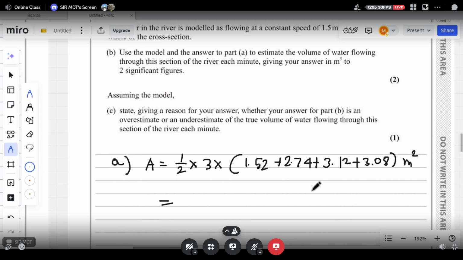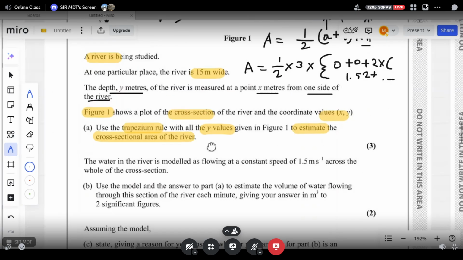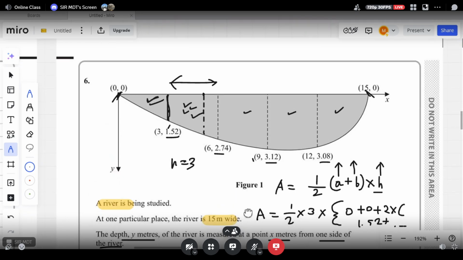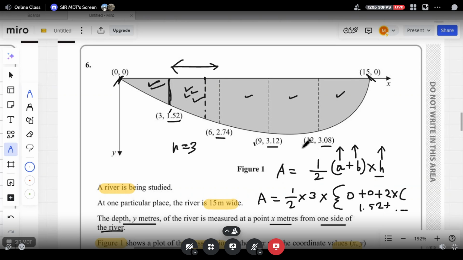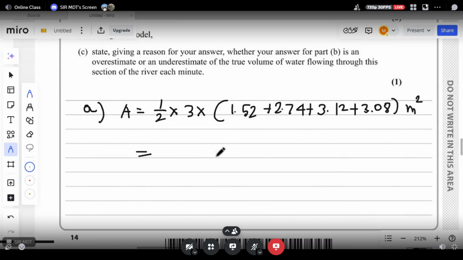So the value is 1.52 plus 2.74 plus 3.12 plus 3.08 times 3 times half. So this is 15.69. We need to estimate, so in that case we can consider the value up to 2 decimal places, since you can see the values are given to 2 decimal places. So this is 15.69 meters squared. That's the answer.